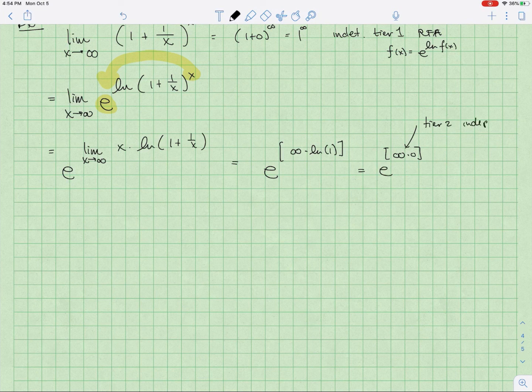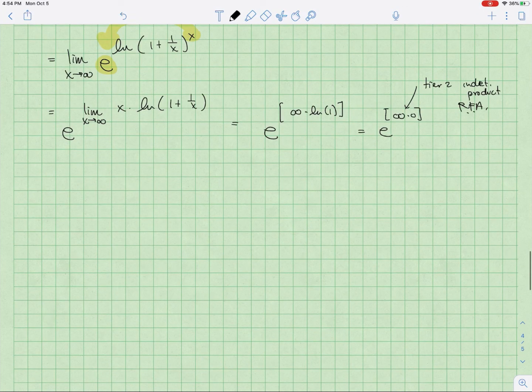Indeterminate product. And it requires more analysis. So let's do that analysis. What we're going to do is deal with that indeterminate product by writing this not as a product, but as division by the reciprocal of one of those factors.